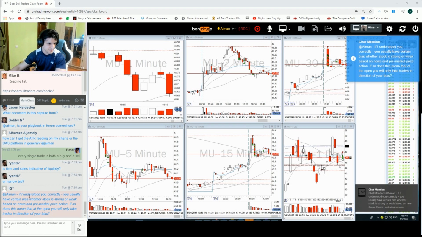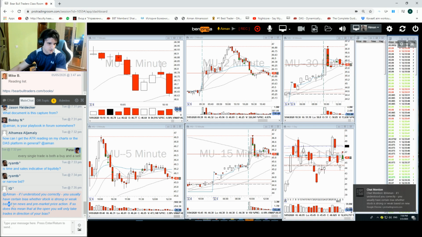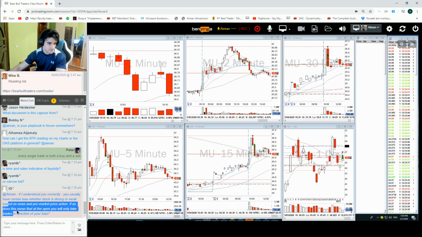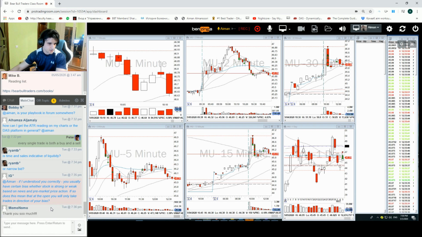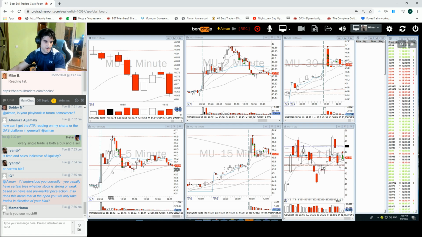And you usually have a certain bias whether the stock is strong? Yeah, I do have that. Exactly. Right at the open, I'm trading the stock in the direction of my bias. Later, after the open, after the momentum is done and it started forming some setups, I could go against the direction of my bias.